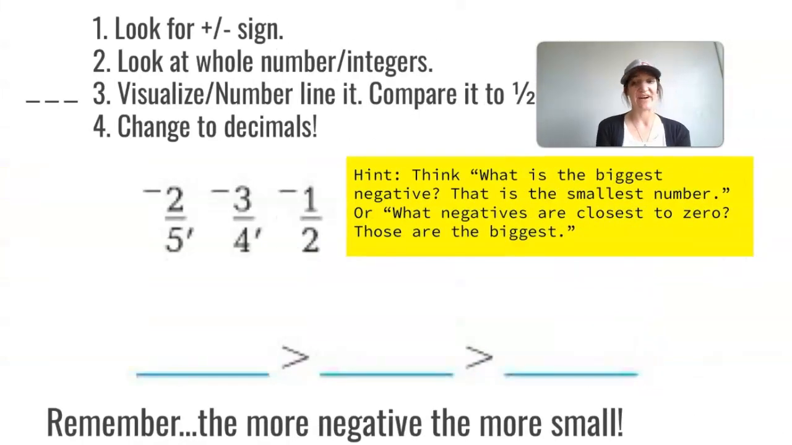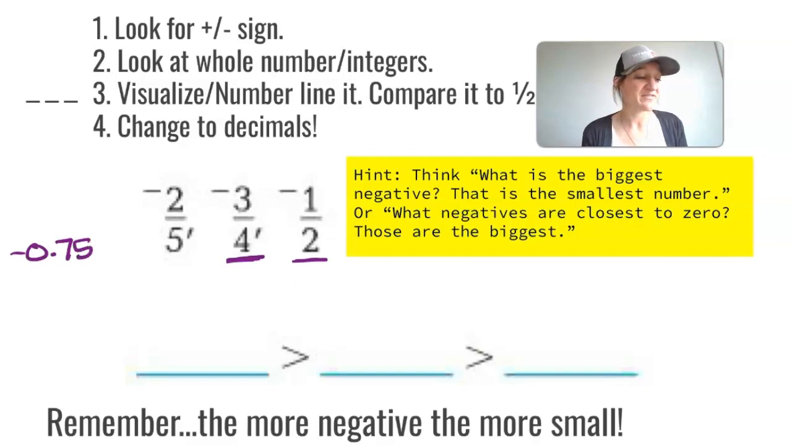Okay, so looking at our final example, they're all negatives. They have a 0 for the integer. I don't know where they are compared to half. I'm just going to change them all to decimals. And that's going to be the easiest thing for my brain to work with. Maybe you're really good at visualizing. I'm not so much. And these fractions I already have memorized, so they're kind of easy for me to do.